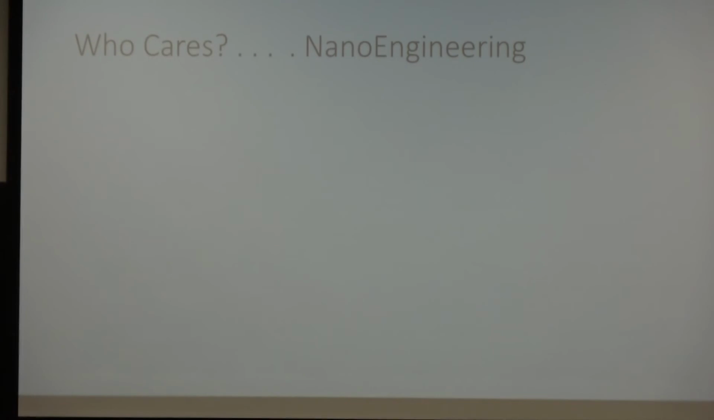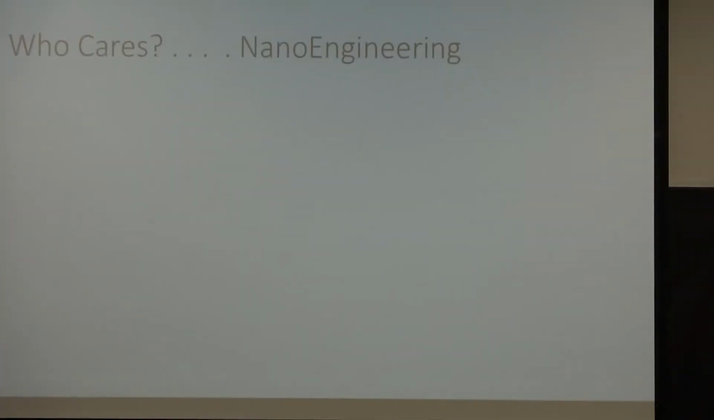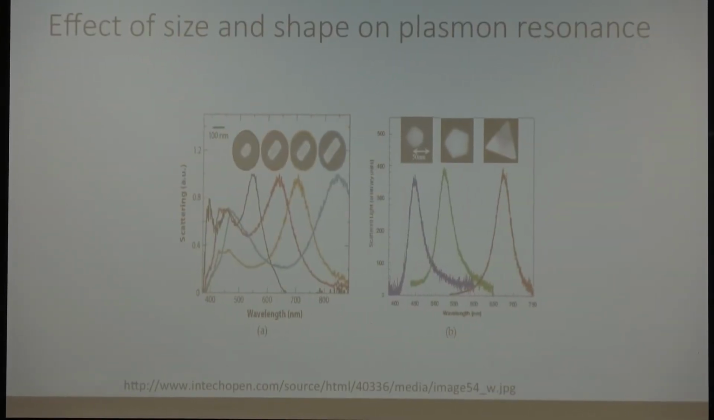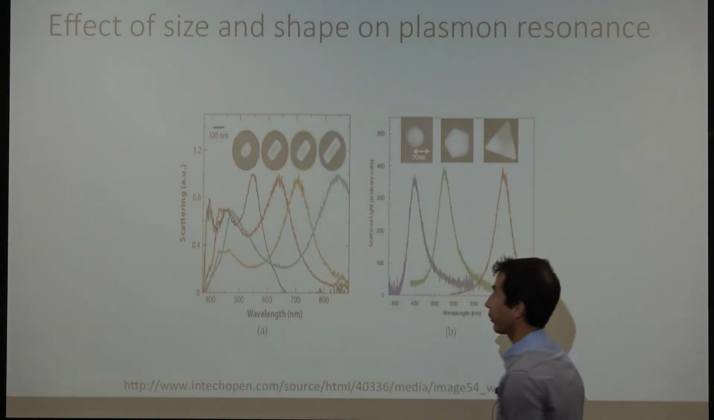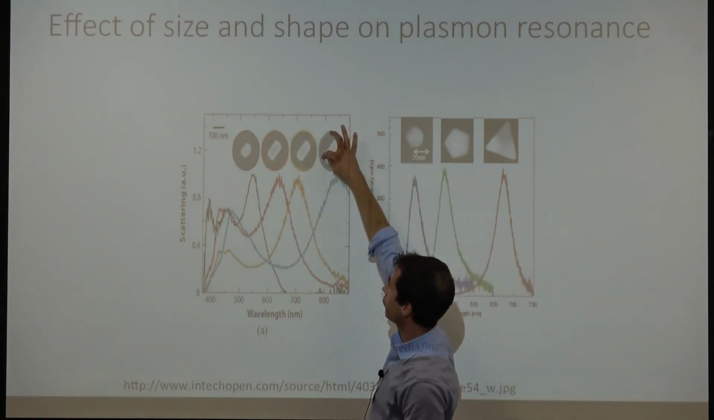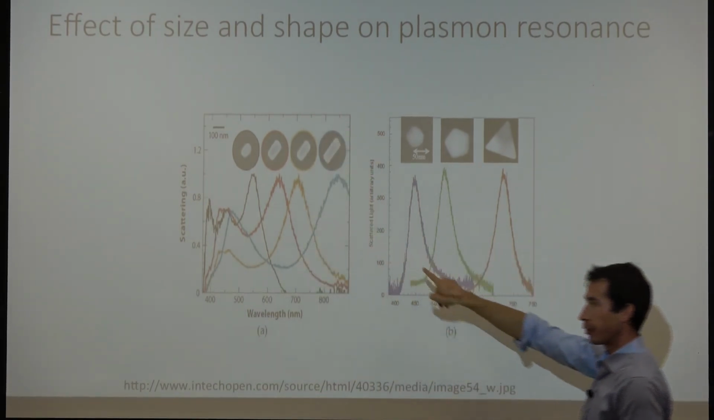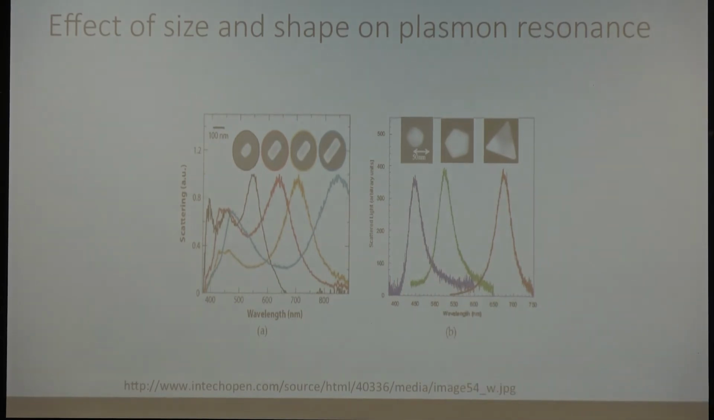Well, and how do we use this for nanoengineering? So you've probably seen these kinds of things, right? How different shapes of gold have different resonances and they absorb light differently. So once you move to these longer aspect ratios, aspect ratio is length to width, we start to move deeper into the red absorption.